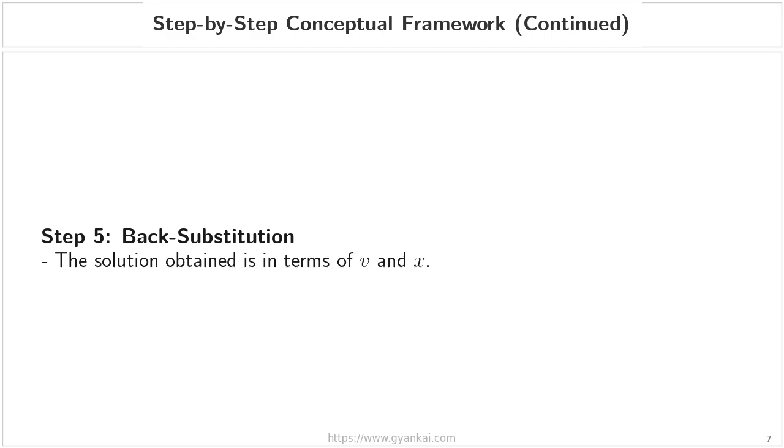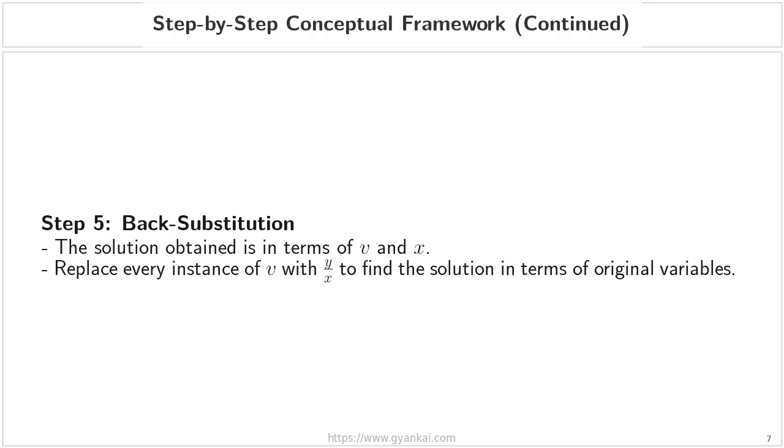Step-by-step conceptual framework, continued. Now that we have successfully integrated both sides and found our solution, we reach the final, crucial step in our framework. Step 5, back substitution. At this point in the process, you'll notice that the solution you've just calculated is expressed in terms of the new variable, v, and the original variable, x. However, remember that our original problem was posed using y and x. To make our answer meaningful and complete, we cannot leave it in terms of v.